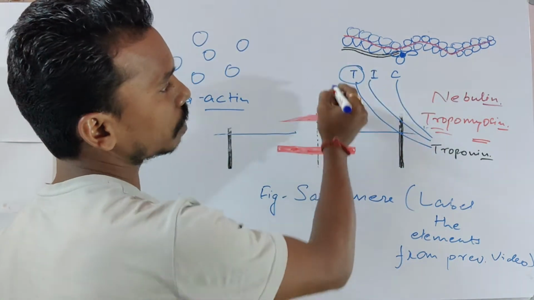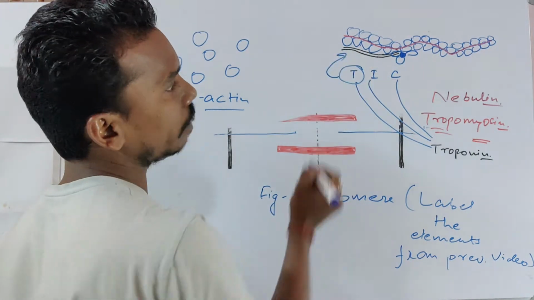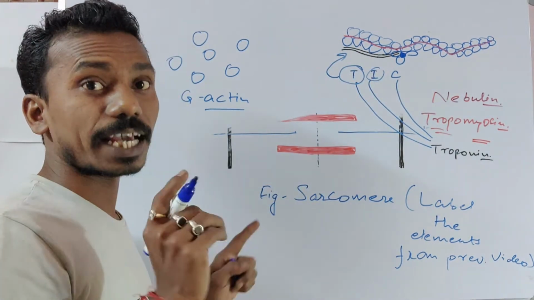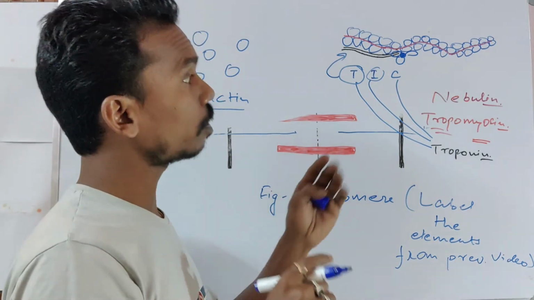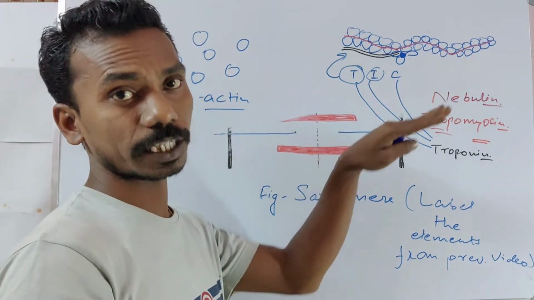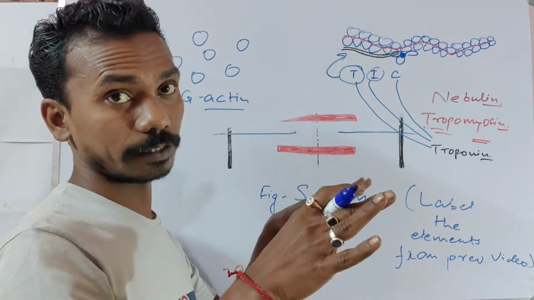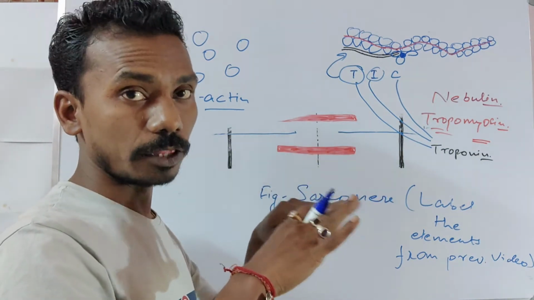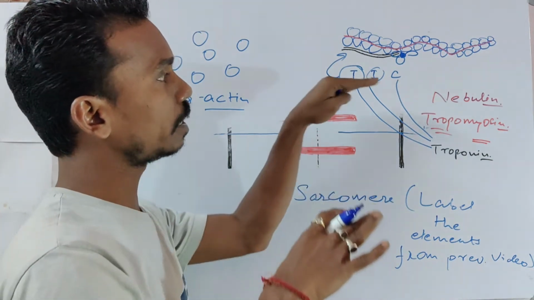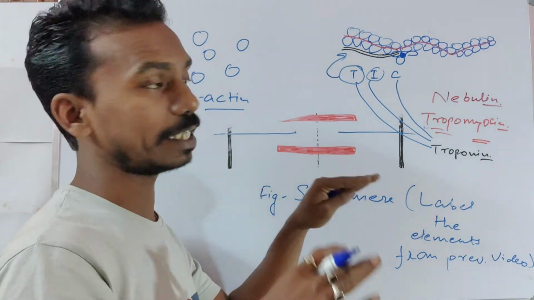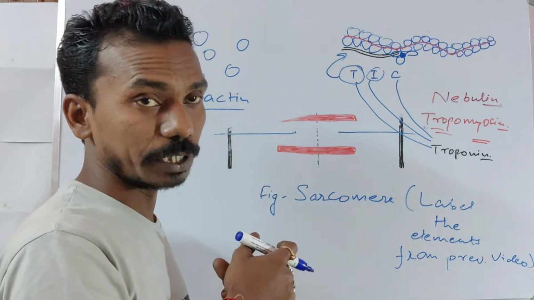Troponin T helps the troponin to bind with tropomyosin. Troponin I acts as an inhibitor for the binding of actin with myosin, so that muscle contraction does not happen. Muscle contraction will not be there. So this I subunit of the troponin molecule is acting as an inhibitor.